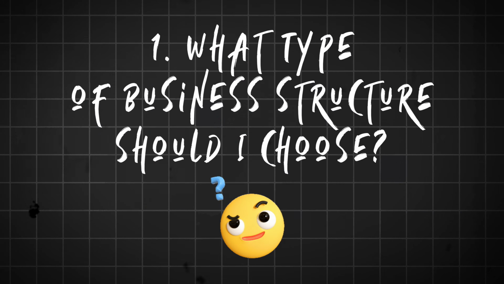So the first thing you need to do is register your business, but before we can do that, you need to decide what type of business structure you want to go for. I'm not an accountant or a lawyer, but this outline of the different business structures should help you decide which one is best for you. If in doubt, speak to a professional.